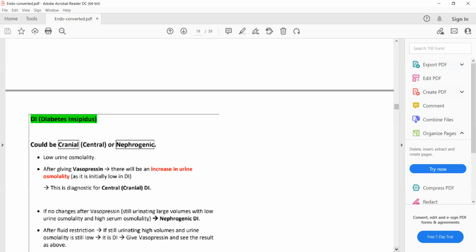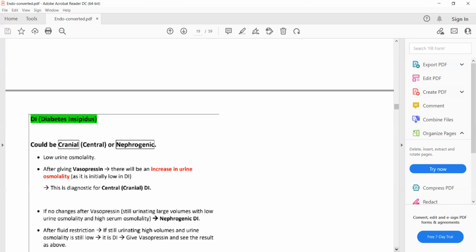I'll repeat the investigation again. Listen carefully. The initial test is urine osmolality. Because there is excessive water in the urine, urine osmolality will be low. Osmolality and water have an inverse relation. So with high water in urine, urine osmolality will be low.